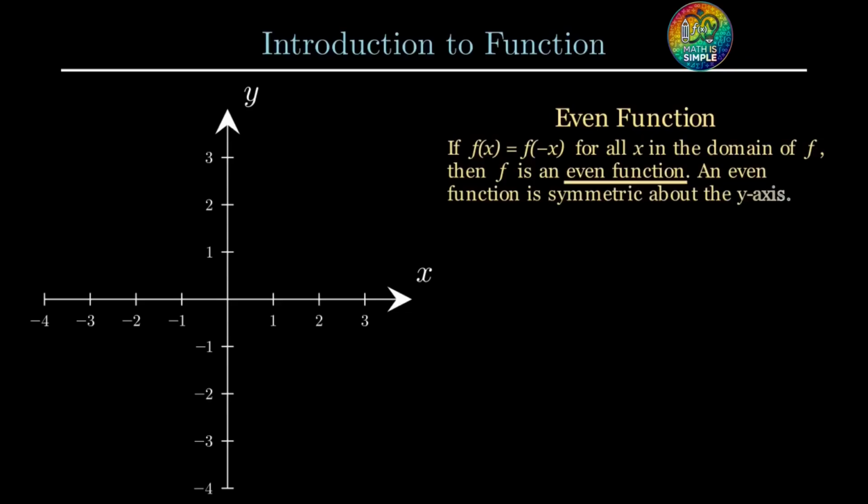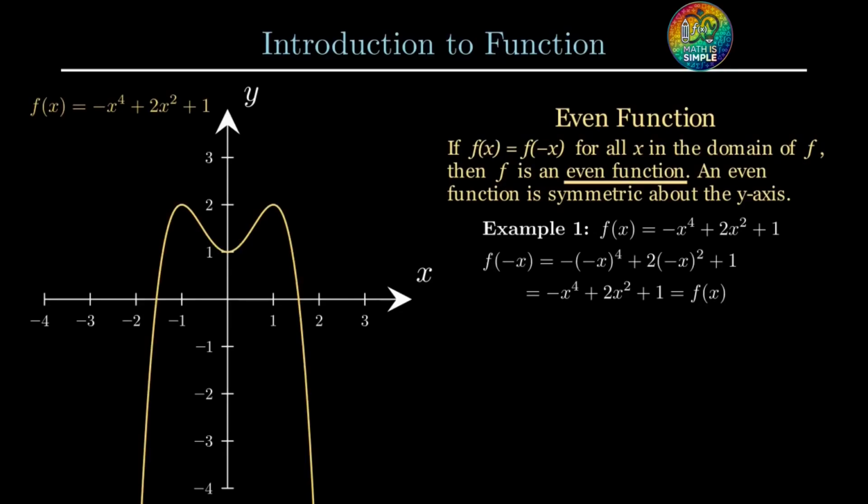Take a look at example 1. f of x equals negative x to the 4 plus 2x squared plus 1. When we plug in negative x, the even exponents absorb the negative signs, simplifying right back to our original function. If you look at the yellow curve on the graph, you can see this beautiful symmetry in action. The peaks and drops on the left perfectly match the right.